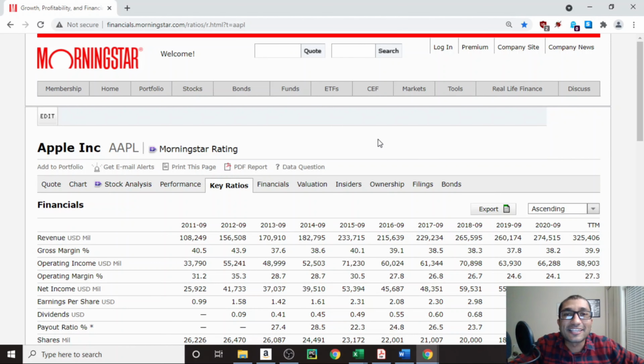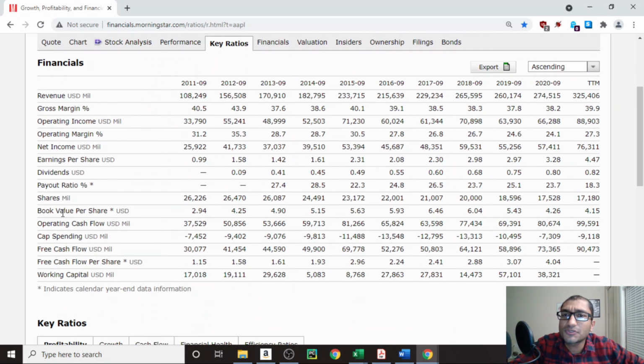Hey guys, now let's look at the key ratios. I'm on Morningstar looking at Apple. Under key ratios, we have the financials. The first item on the list is the revenue. The revenue is the top line of the income statement. This is the amount of money that Apple made in sales.